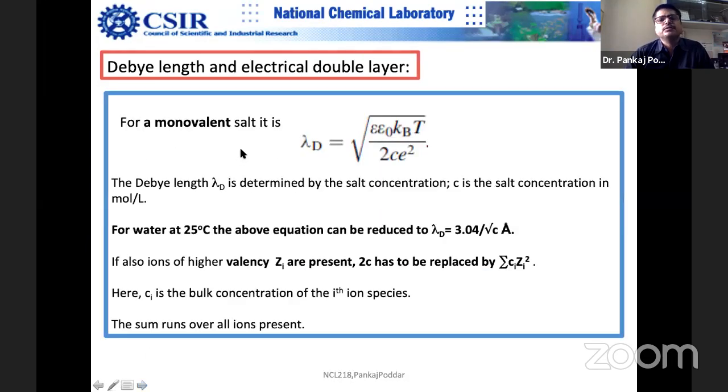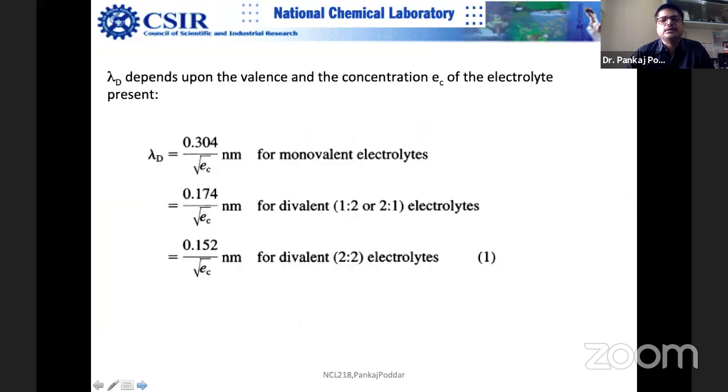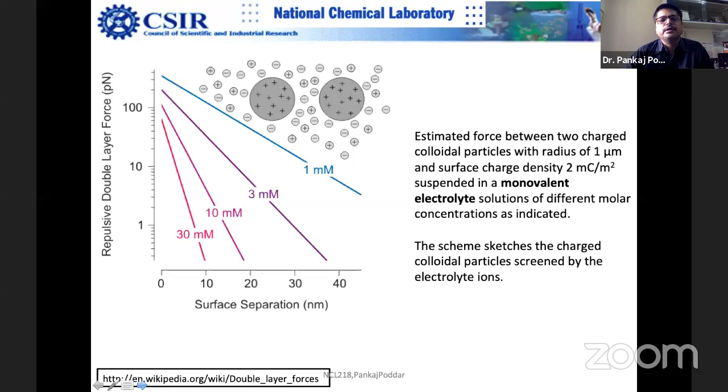This depends upon the concentration of the salt as well as temperature, definitely, because temperature acts against that formation, as temperature increases the entropy, right? So finally there is a balance somewhere. If you compare different ions, for example monovalent or divalent electrolytes, you can calculate this Debye screening length.